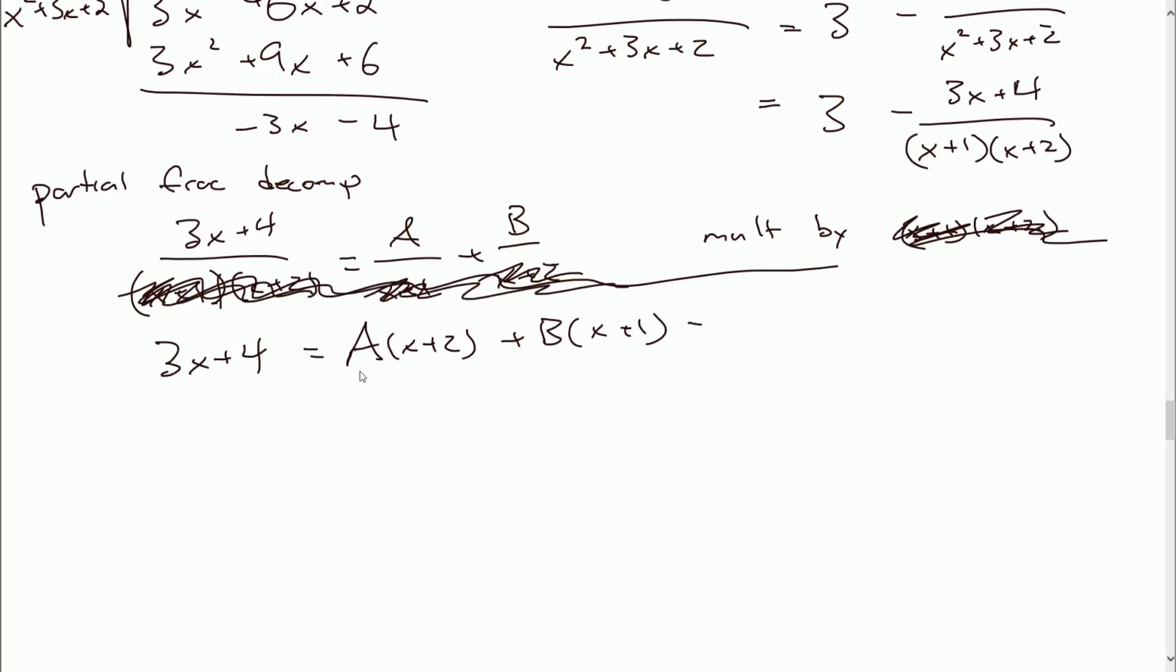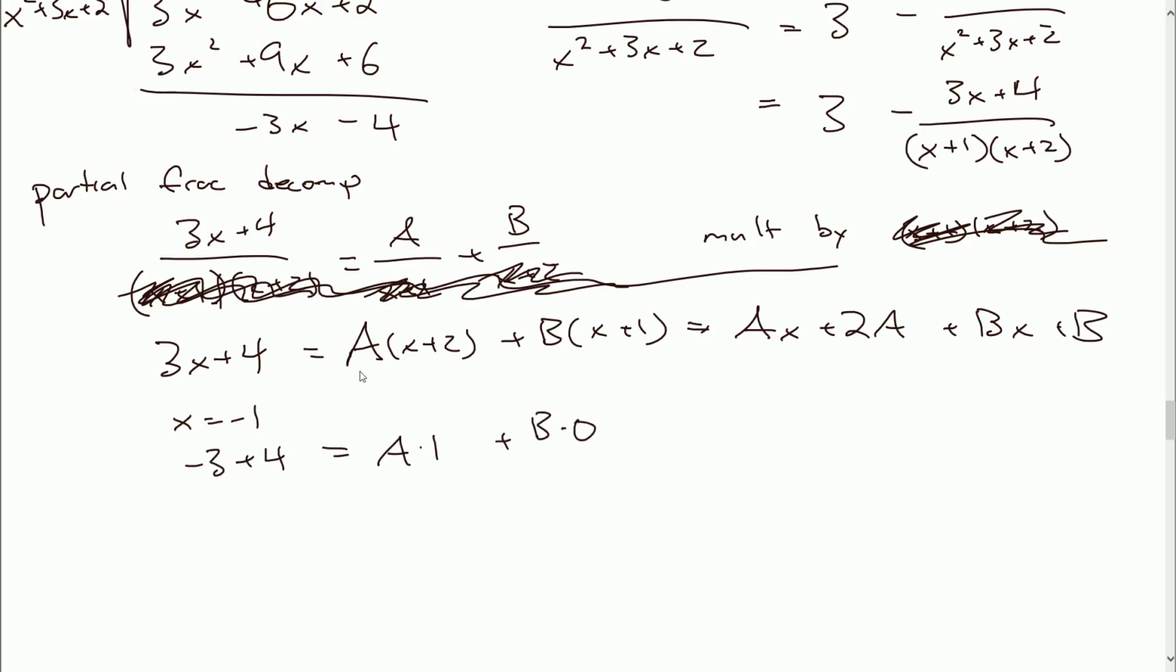All right, and we get Ax plus 2A, Bx plus B. Now, there are really fast ways to do this if they're all linear. For example, this equation has to be true no matter what x is. So if I were to let x be minus 1, I'll get negative 3 plus 4 here. A, and then negative 1 plus 2 is 1, plus B times 0. And so you'll see pretty quickly A is 1. Now that's a nice quick trick. But I recommend just going with the coefficients. Less things you have to worry about.